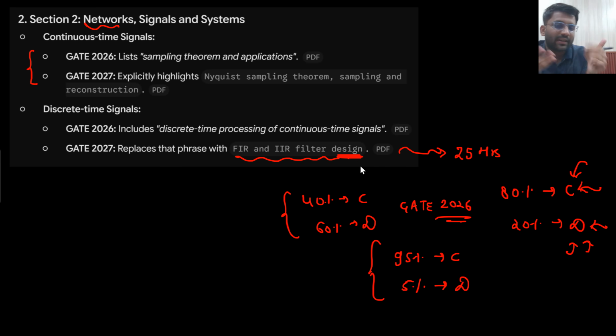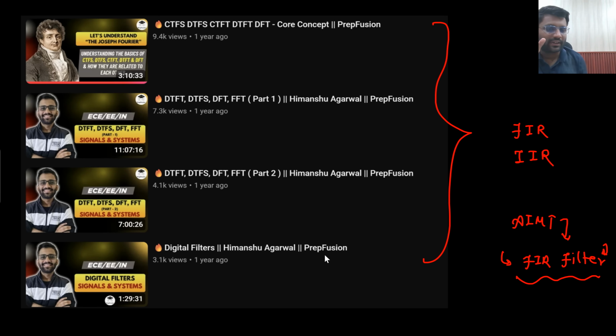But we cannot do this, right? We cannot spend 25 hours on the design only, on the FIR and IIR filter design. How would you prepare other subjects? The basics of FIR and IIR filters we have already studied in these videos. In the discrete part you will get it, either in digital filters or in this particular video. Somewhere we have discussed FIR and IIR filters, because I clearly remember it.